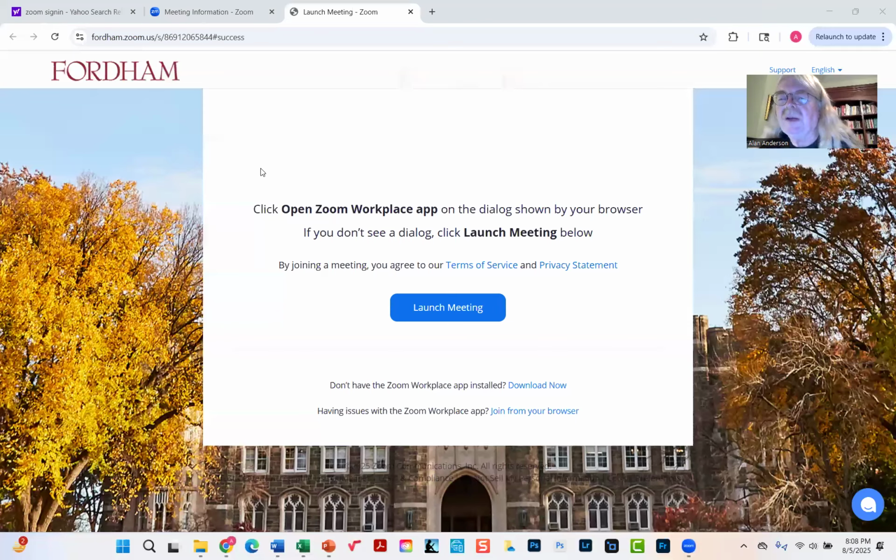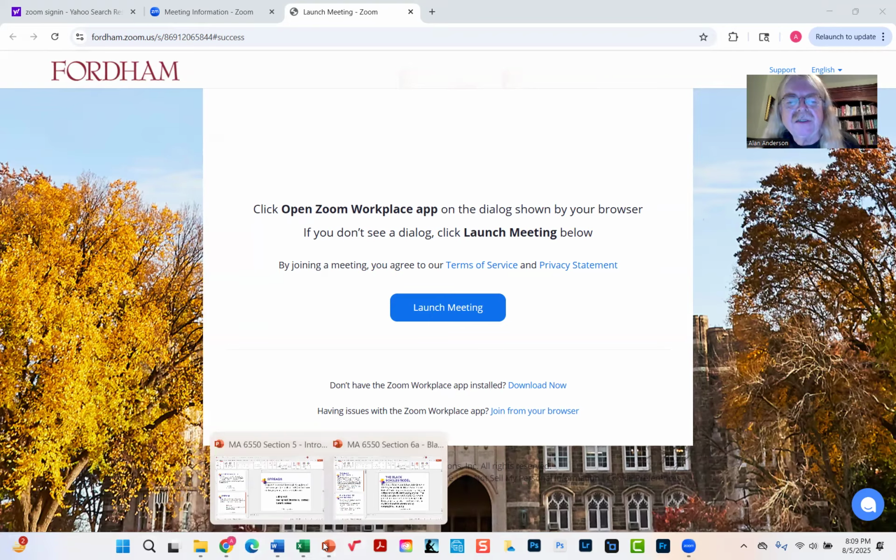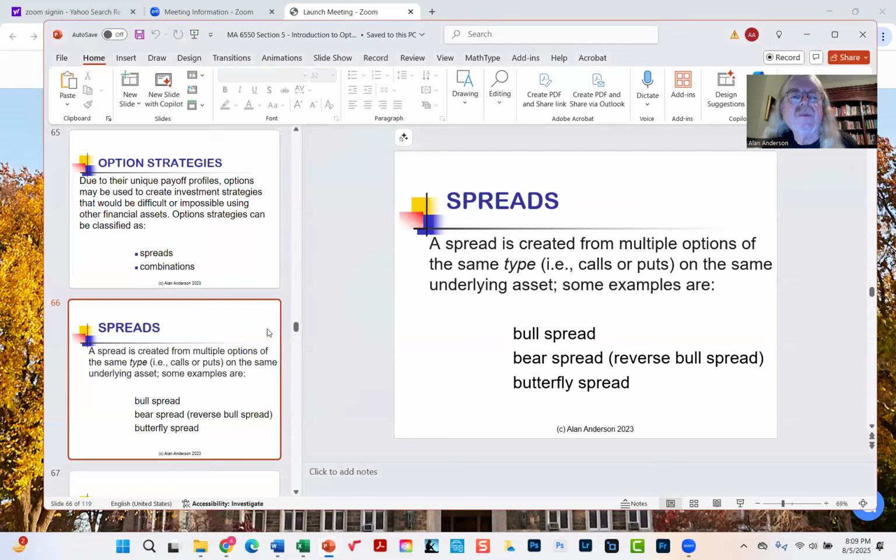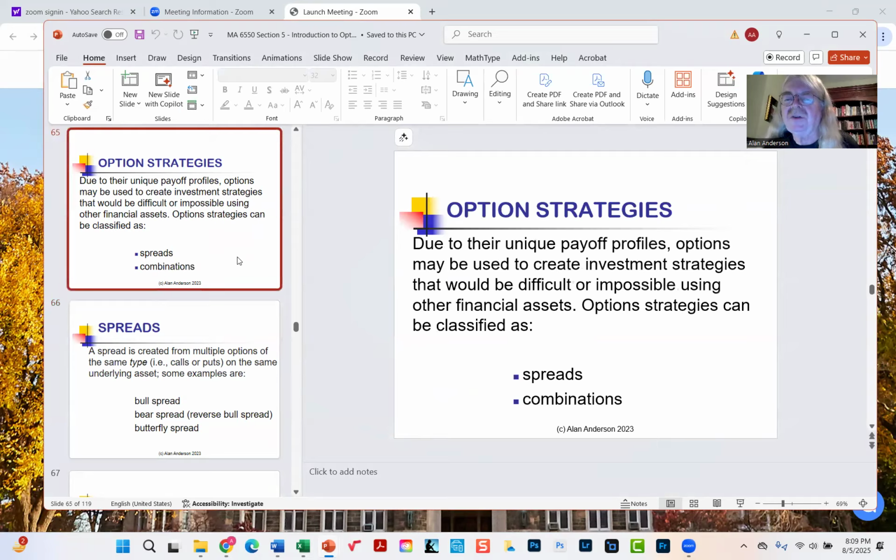So now we're going to wrap up our discussion about option strategies, and then we're going to try to at least get started with the Black-Scholes model, which is one of the more important topics we'll be looking at in this course. So first, let's go back and revisit what we were doing last time in section 5. You'll remember that we started to introduce option strategies.